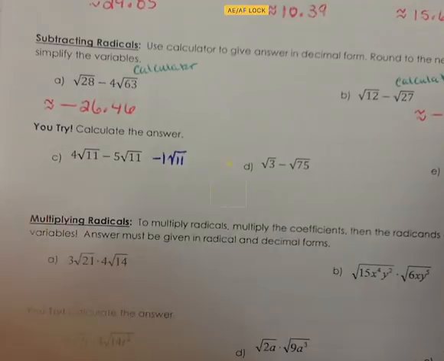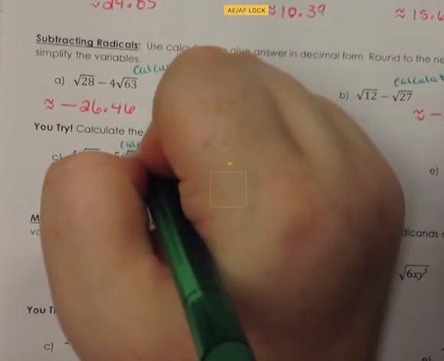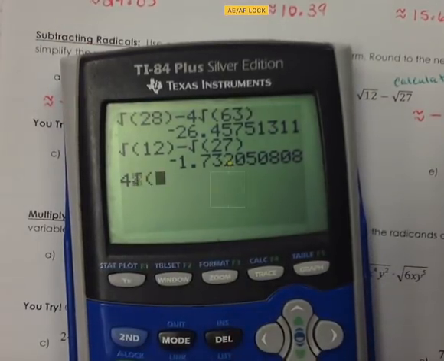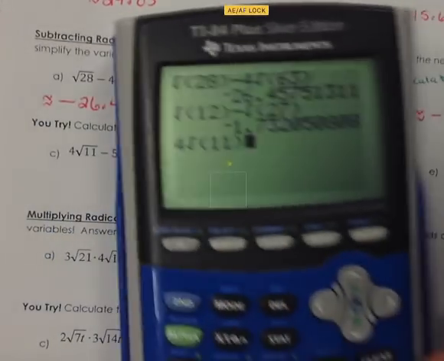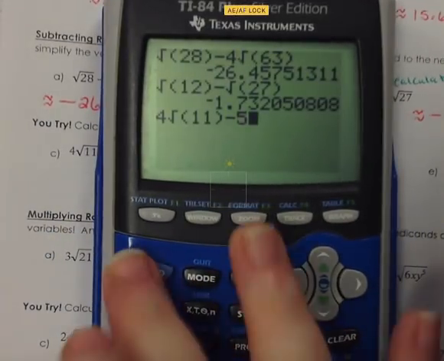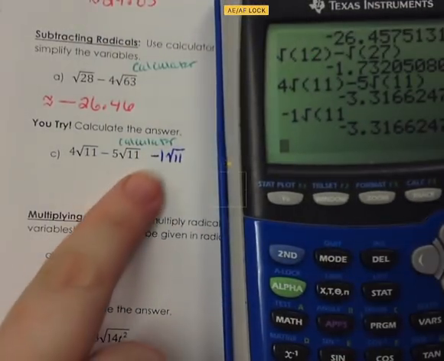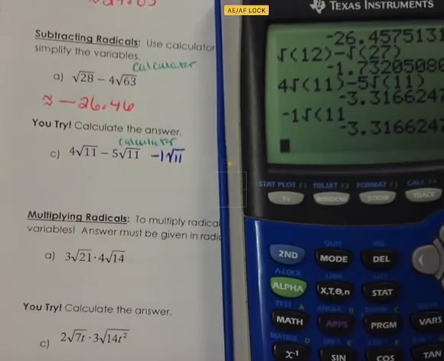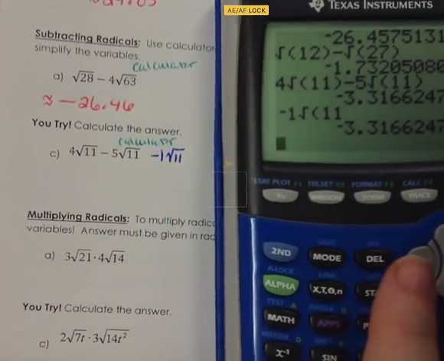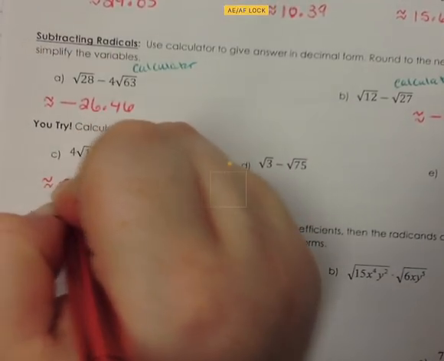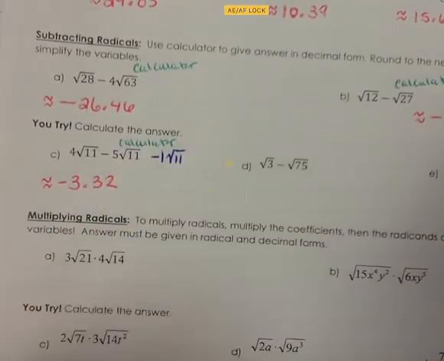But we can still just straight use our calculator and type in 4 square root of 11. So 4 square root of 11, close the parentheses for the radical, minus 5 square root of 11, close parentheses. And I get negative 3 and 32 hundredths. If I did negative 1 square root of 11, I get the same decimal, because of knowing how to do the coefficients. So negative 3 and 32 hundredths. So approximately negative 3 and 32 hundredths.